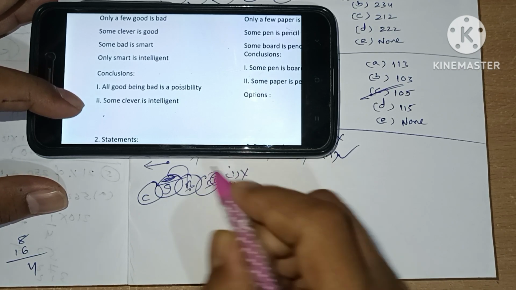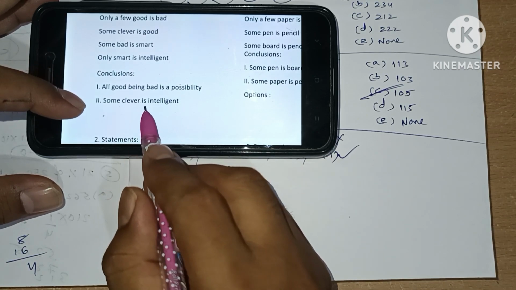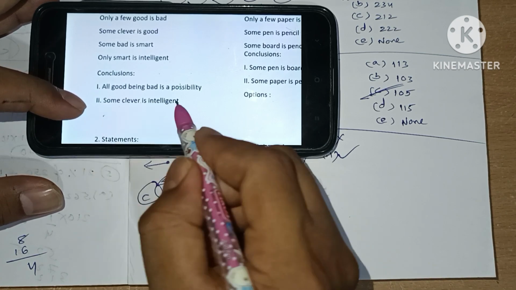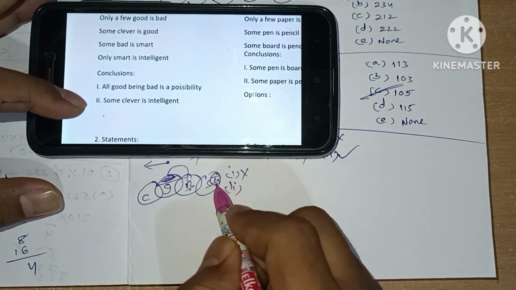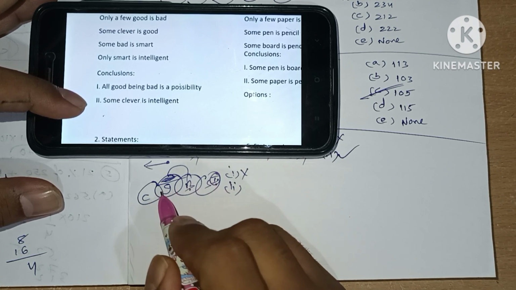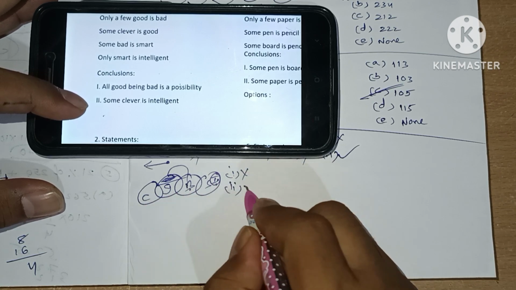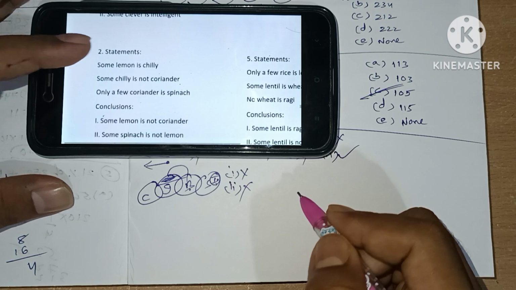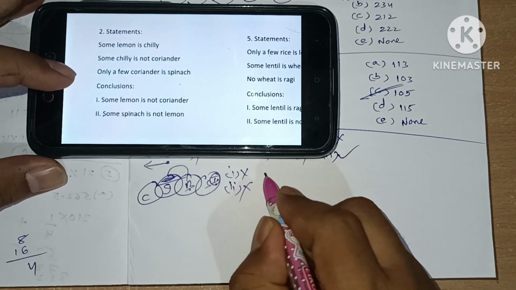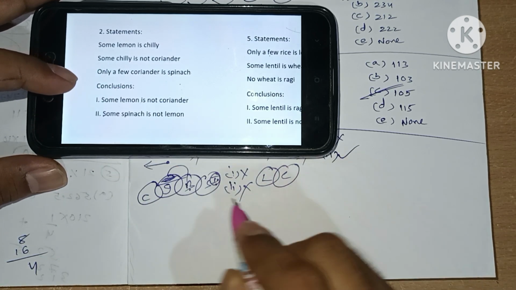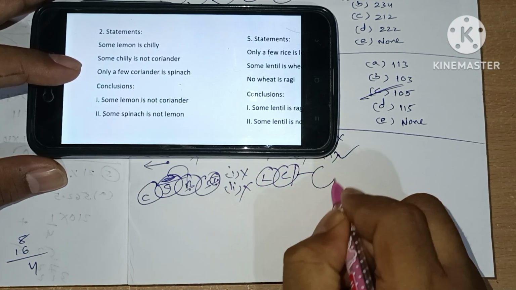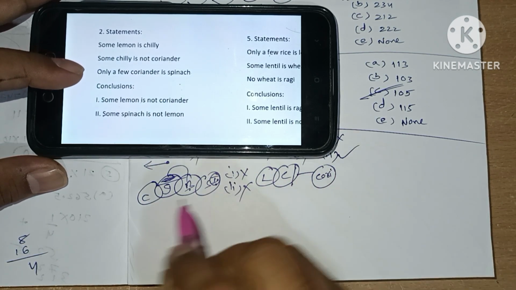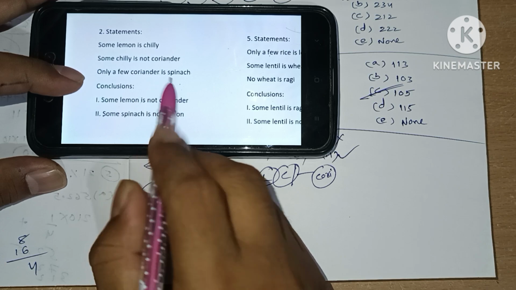Second conclusion, some clever is intelligent. It is a direct conclusion. Some clever is sharing with the intelligent. No, it is not represented like that. So second conclusion is false. Next, second question, some lemon is chili. Some chili is not coriander. Only a few coriander is spinach.